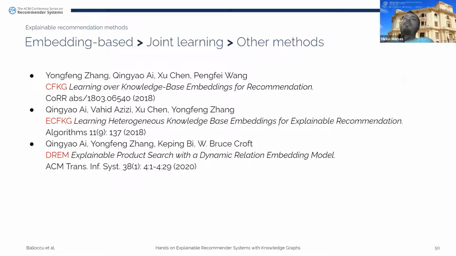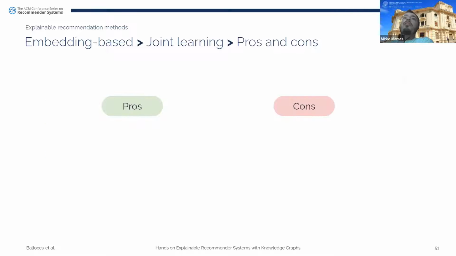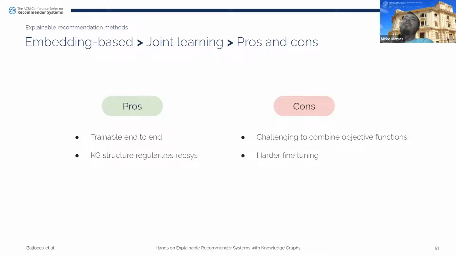Other embedding-based methods that similarly leverage joint learning are the ones you see in this slide. And again, we invite you to delve into them after this tutorial for completeness. The joint learning method can be trained end-to-end, and it can use the KG structure to regularize the recommender system as an advantage. Nevertheless, the combination of different objective functions needs to be fine-tuned, which is often hard and time-consuming. And these are the 2 main disadvantages of this kind of solution.